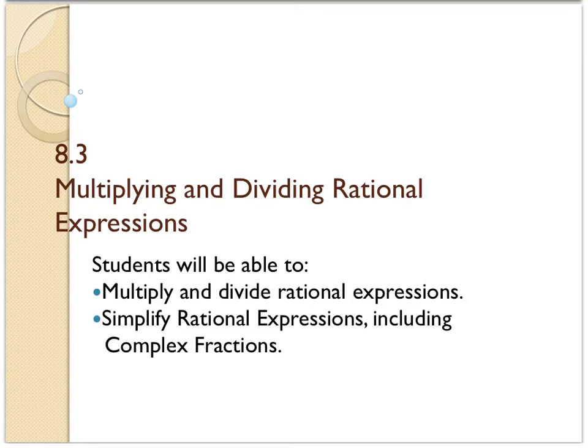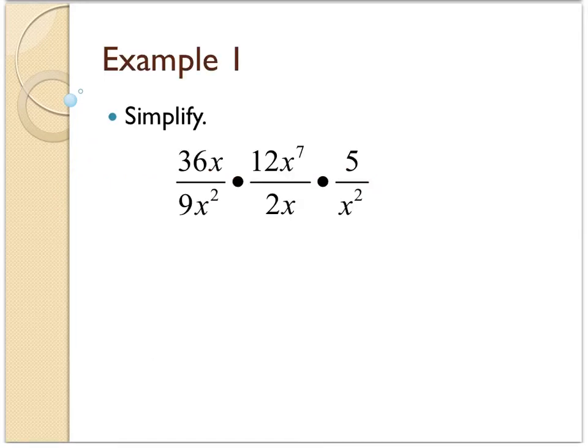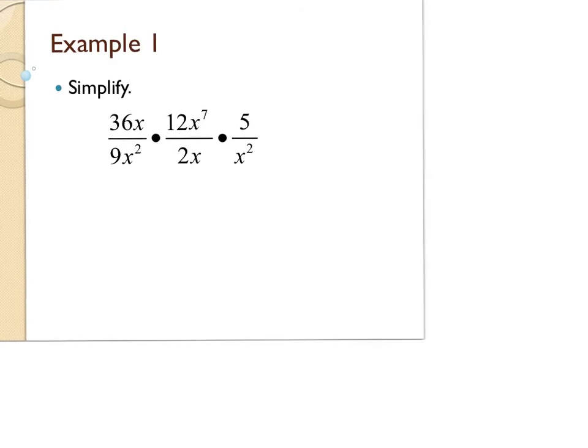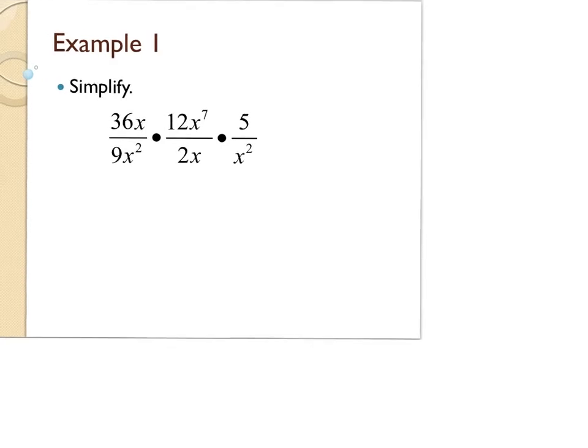Okay, so in this video we're going to start section 8.3. We're multiplying and dividing rational expressions. And then we're going to work with some complex fractions, so we'll do that towards the end. We're going to do two examples. We have our first one here where we have just three different fractions being multiplied together.